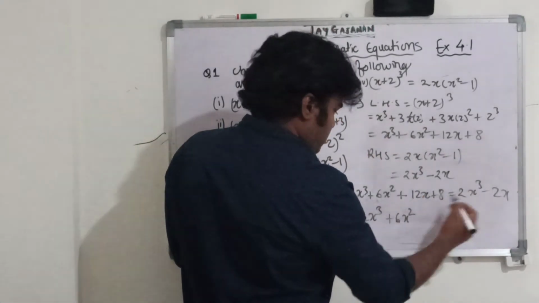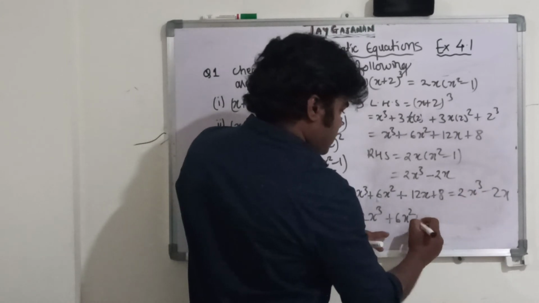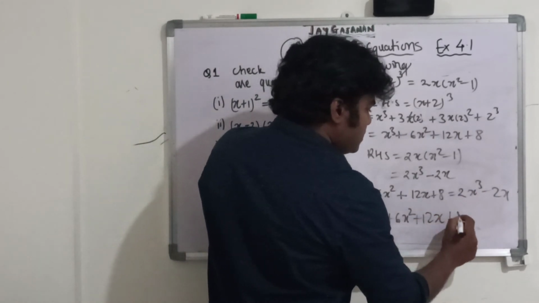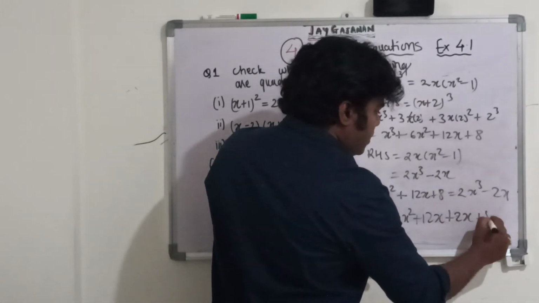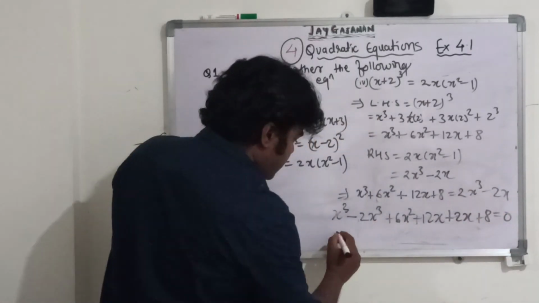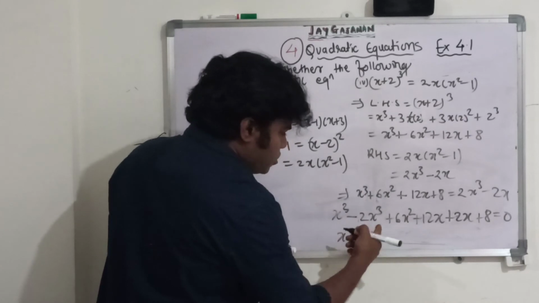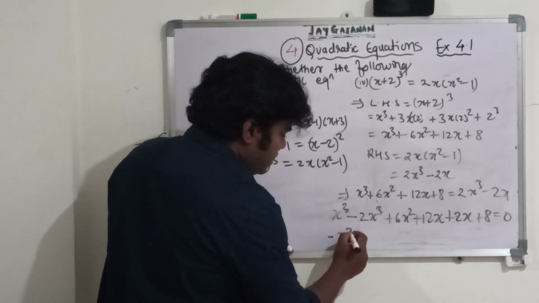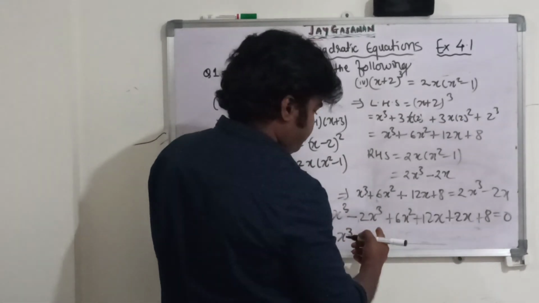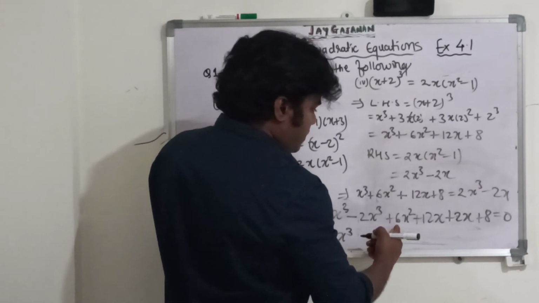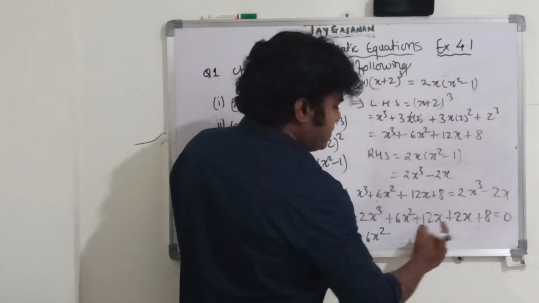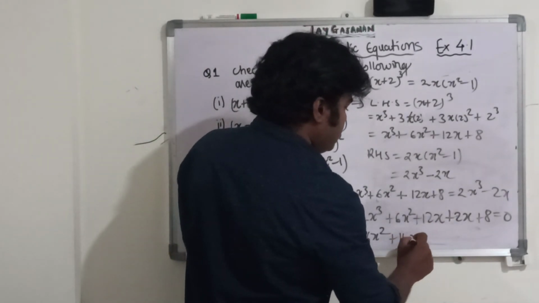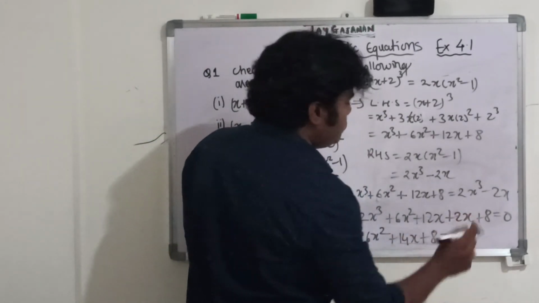x square, then what is left? Plus 12x plus 2x, this also got transferred, plus 8 equals to 0. Let us finally solve this. x cube minus 2x cube, minus x cube, plus 6x square as it is, 12x plus 2x, 14x plus 8 equals to 0.